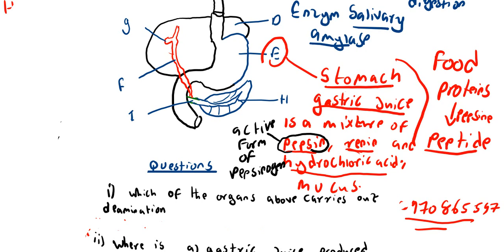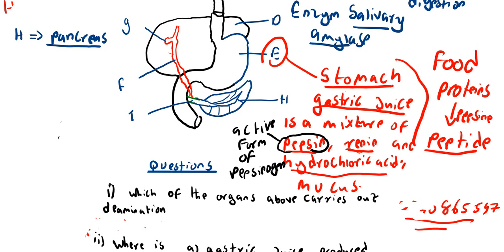Alright, so now we can proceed to this guy called the pancreas, which is basically H. So H is the pancreas. What's the function of the pancreas? So the pancreas in digestion, what we need to understand is it's going to secrete what is known as pancreatic juice. So this pancreatic juice, it's also a mixture.